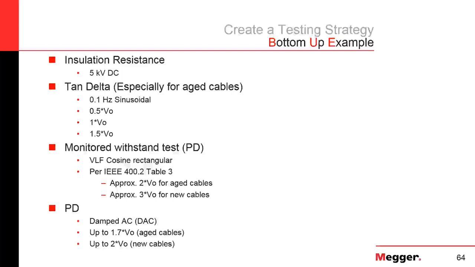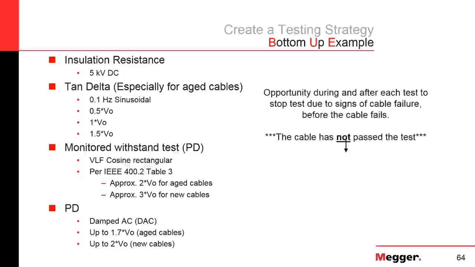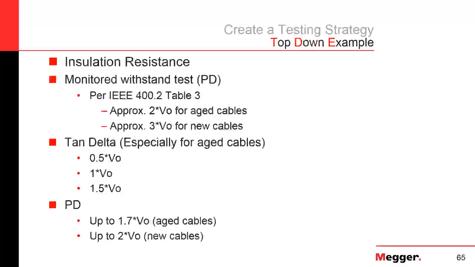We apply approximately two or three times rated voltage for the cable based on the IEEE 400.2 table 3 charts. And this is our hour-long test. And finally, we finish with a PD test, preferably damped AC, up to 1.7 times rated voltage for aged cables or twice rated for new cables. That way, if any of those weak spots show themselves late in the monitored withstand test, we have an opportunity here to catch them as well. Getting ahead of myself here.